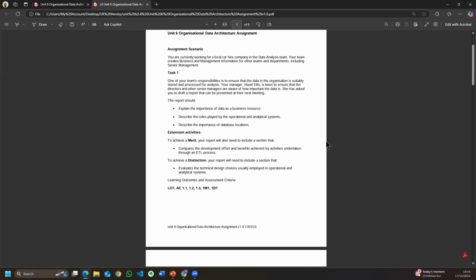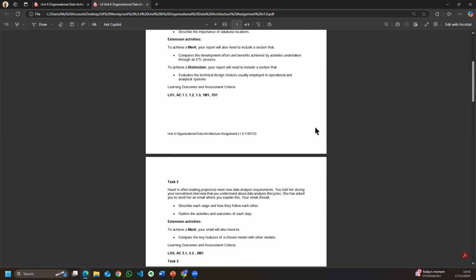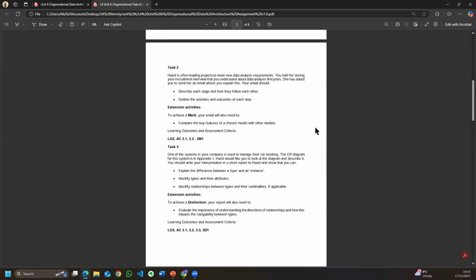Then to achieve a merit, your report will also need to include a section that compares the development effort and benefit achieved by activities undertaken through an ETL process. To achieve a distinction, your report will have to include a section that evaluates the technical design choices usually employed in operational and analytical systems.